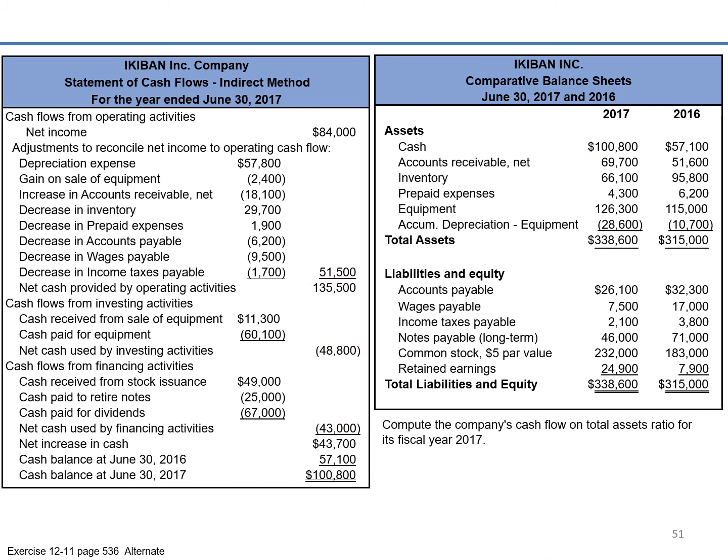So now they want us to compute the company's cash flow on total assets ratio for fiscal year 17. So we have operating cash flows divided by average total assets. So we have operating cash flows of 135,500 divided by average total assets. You would take this plus this divided by 2. Which means the cash flow on total assets ratio is 41.5%.